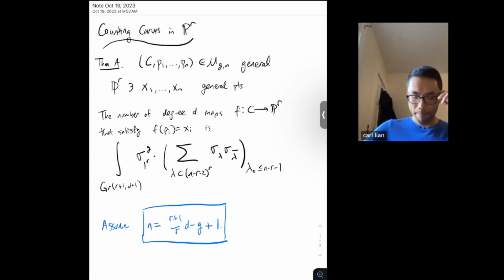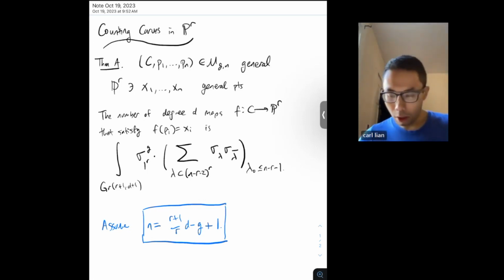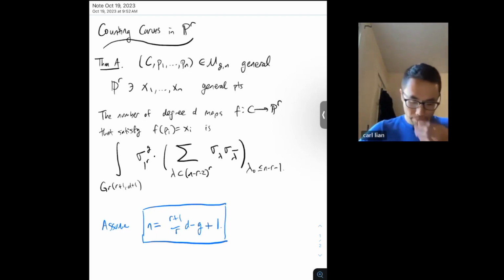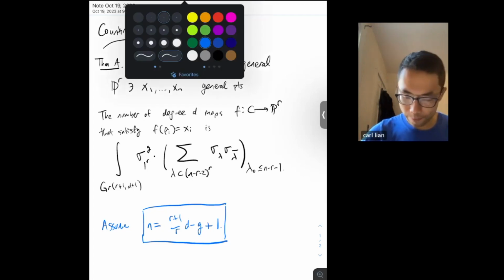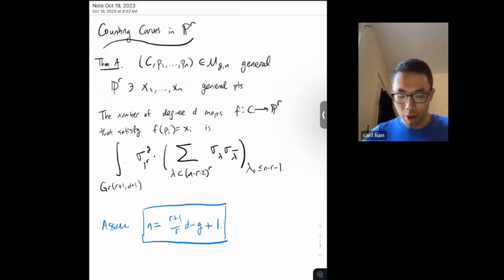This condition. Okay. So the setup is I have some general pointed curve, and I'm asking that curve to pass through the maximal number of points in P^r, and then I'm asking when that happens, how many are there? Okay, are there questions about the statement? Okay, so I'll give some context for this problem in a little bit, but let me state a second theorem.